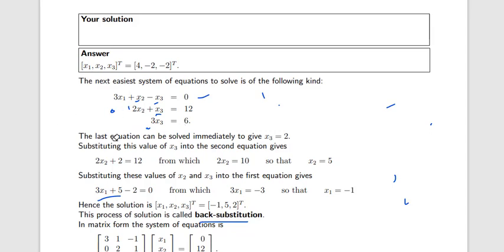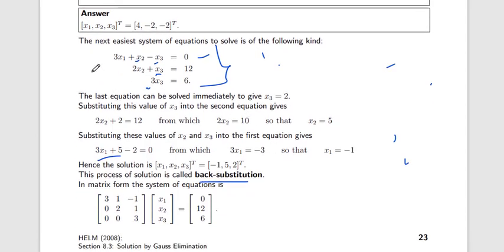Now if we want to write these 3 linear equations in matrix form, okay, easy. First equation, what is the coefficient of x1? 3. What is the coefficient of x2? 1. What is the coefficient of x3? Here you know it is minus, so also in matrix form we will answer as minus 1. Okay, coefficient of x3 is minus 1.